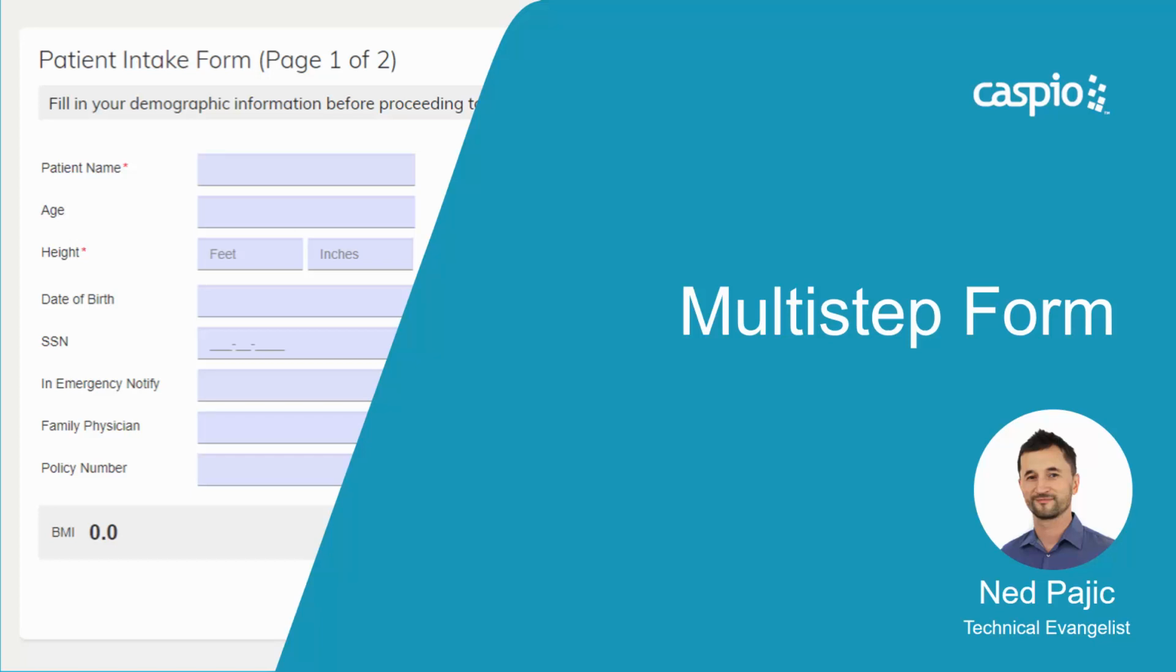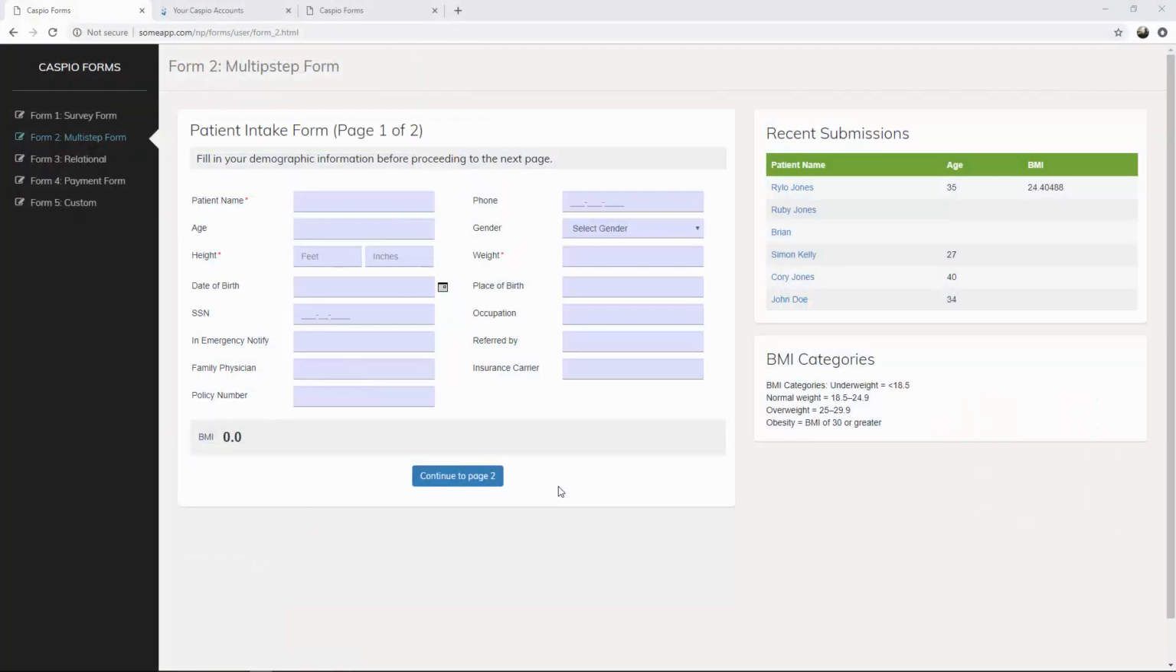I am a technical evangelist at Caspio, and in the second video of this ultimate video guide, I'm going to teach you how to build a multi-step form using Caspio. Let's take a look. So here's a live example of a multi-step form, and the benefit of having a form like this is that you can divvy up information into multiple steps in order not to overwhelm the end user.